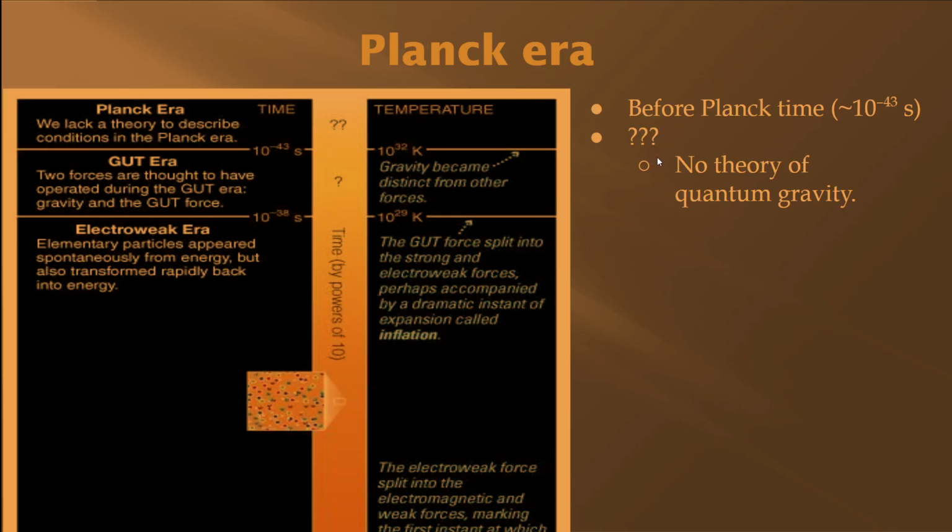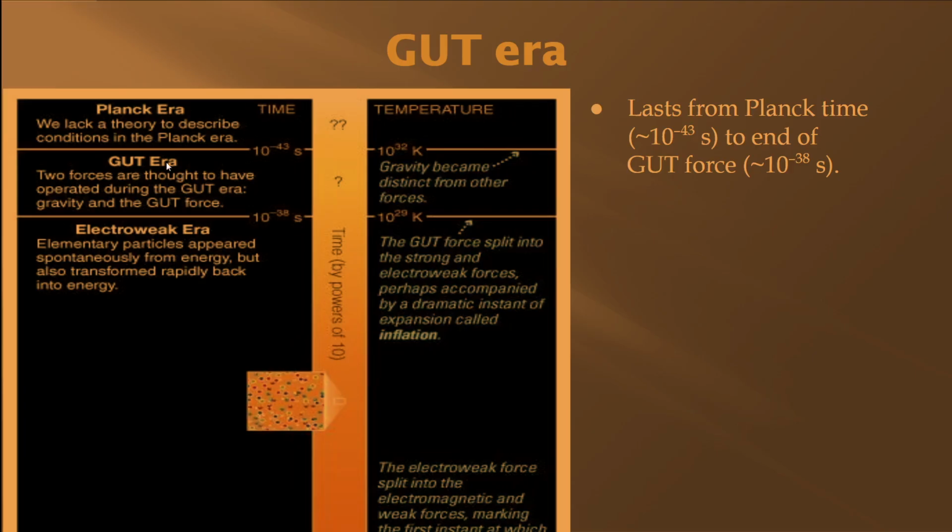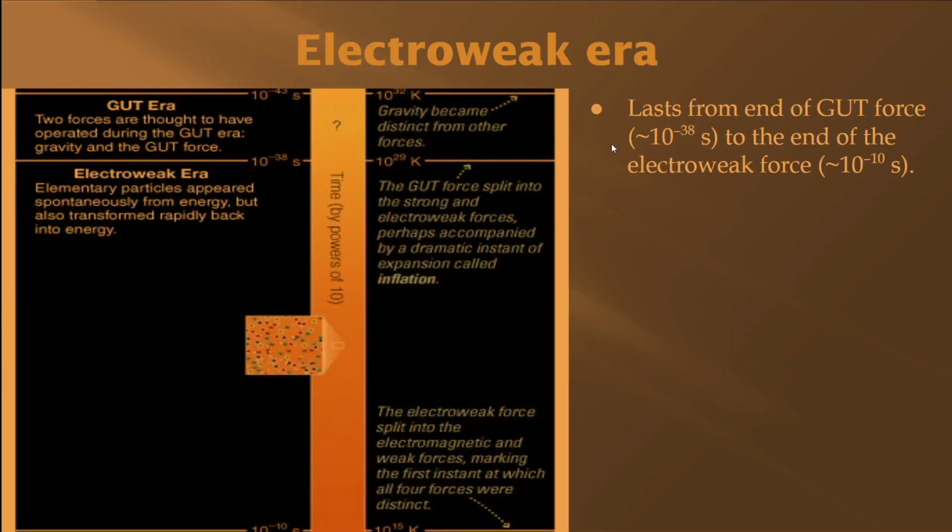Anyway, so we have a potential theory of everything, and then we have a grand unified theory, so-called grand unified because it would combine all the forces except for gravity. And we have some idea of what that might be in terms of combining the strong force and the electroweak force, although it is still an active area of research. And this ends after 10 to the minus 38 seconds, so still a very quick duration for that era.